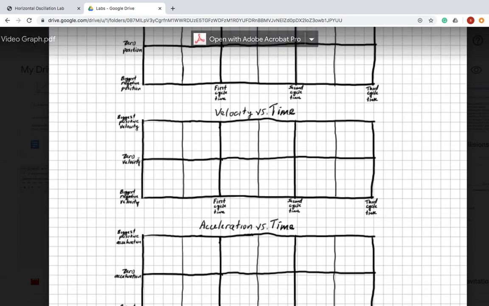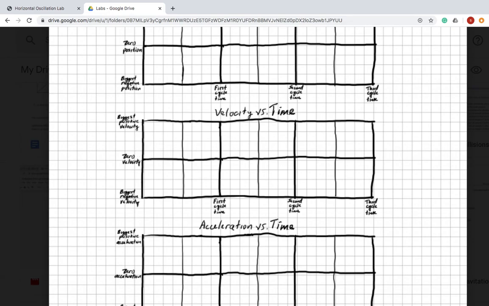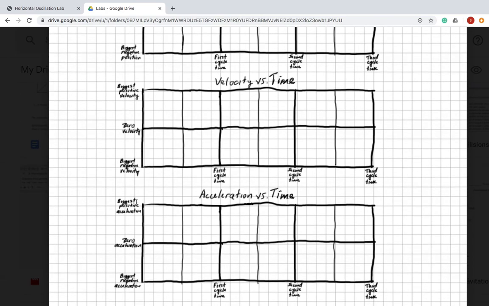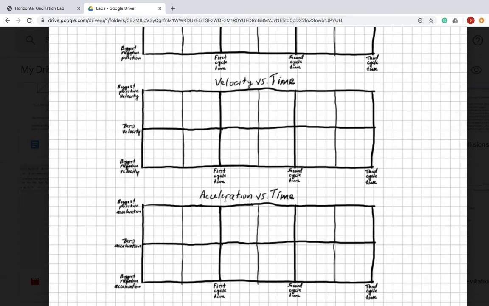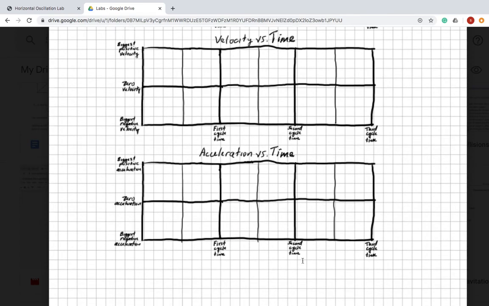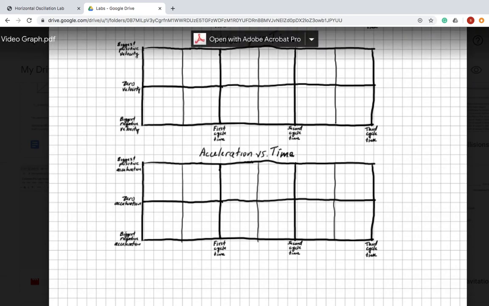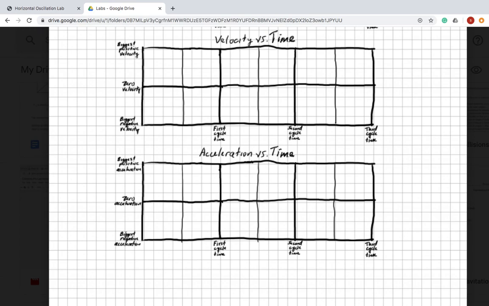But here you have zero velocity in the middle. And then you have the biggest positive velocity, meaning it's going the fastest to the right, and the biggest negative velocity, which means it's going fastest to the left. And then down here you have acceleration versus time, same thing. You have first, second, third cycle times. And then you have the middle at zero acceleration, and at the top here you have the biggest positive acceleration. So that's when it is accelerating the most to the right. And then you have the biggest negative acceleration, so that's when it's accelerating the most to the left.